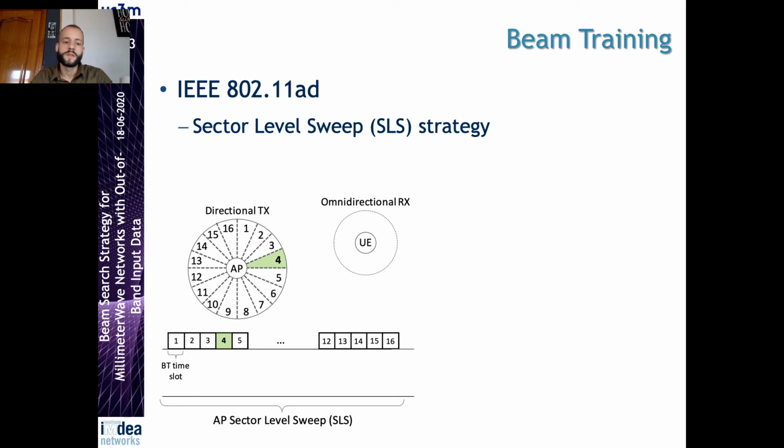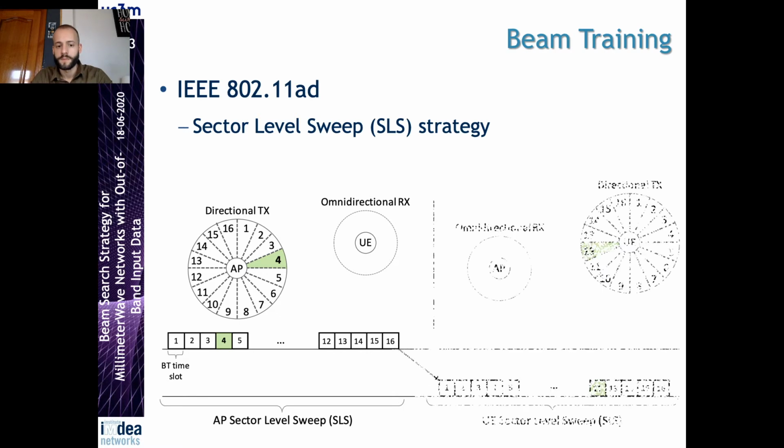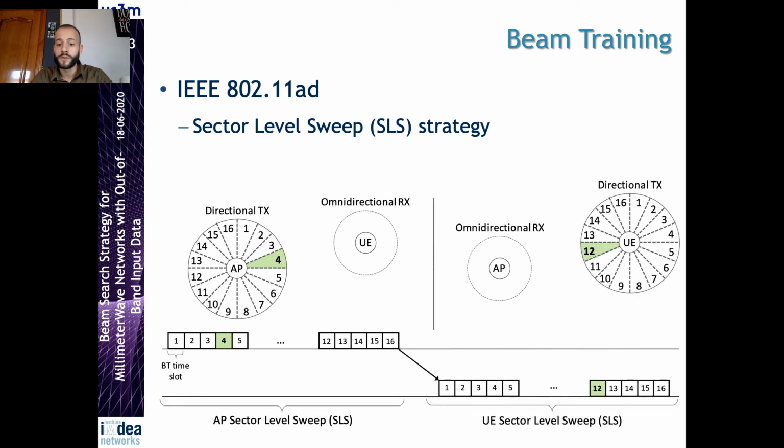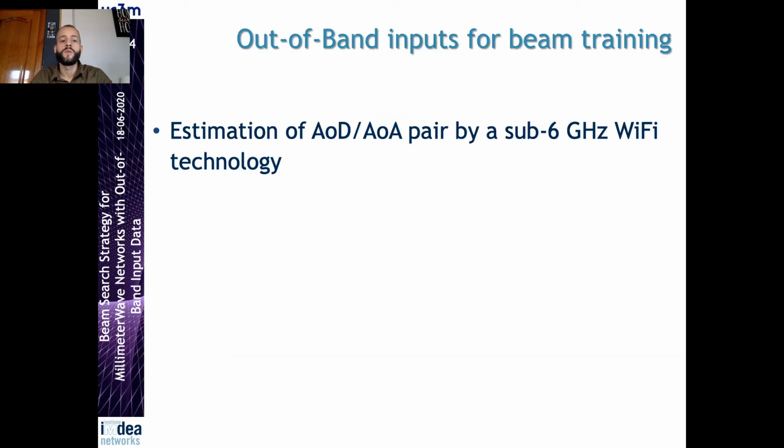Then, of course, the same procedure is repeated for the user, as you can see here. And for instance, in this example, the communication between the access point and the user is going to be through sectors 4 and 12.